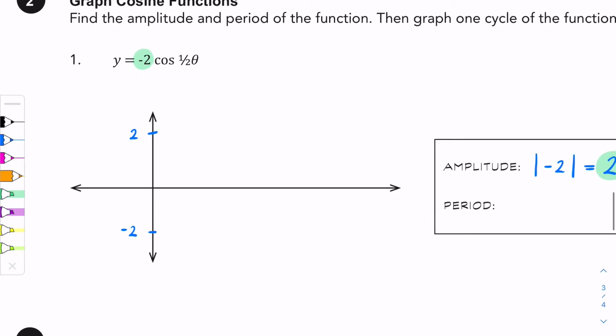Also, one thing that we did learn yesterday was when you have a negative sign, so a negative leading coefficient, that represents that the graph is reflected across the x-axis. So instead of starting at +2, we're actually going to start at -2 on this function, but we'll talk about that when I actually start to plot the points as well.